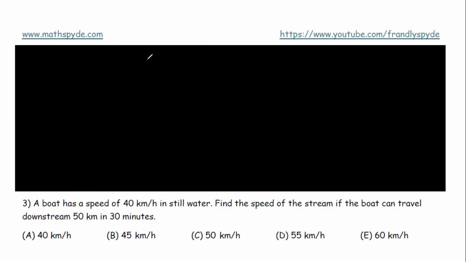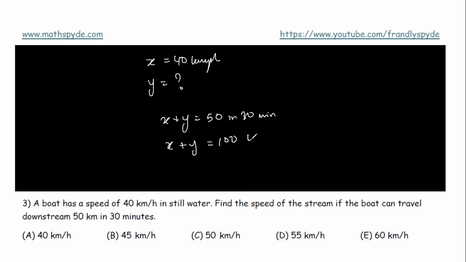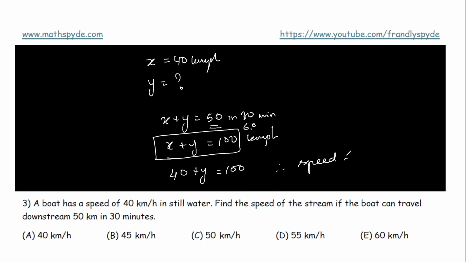So you know that x is 40 kmph. y is what we need to find. If the boat can travel downstream 50 kilometers in 30 minutes, right? So 50 kilometers in 30 minutes is 100 kilometers per hour. 100 kilometers per hour for 60 minutes will be 100. Double the time, the speed doubles. So x plus y is equal to 100 is what we got. x is 40, so 40 plus y is 100, correct? So the speed of stream is 60 kilometers per hour.